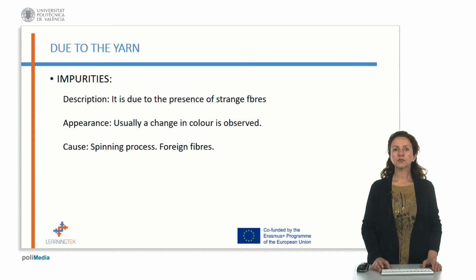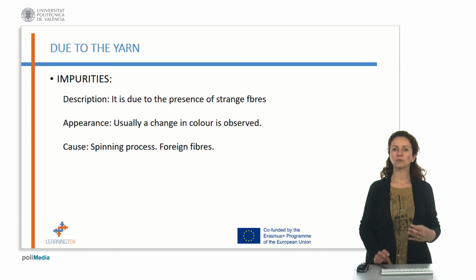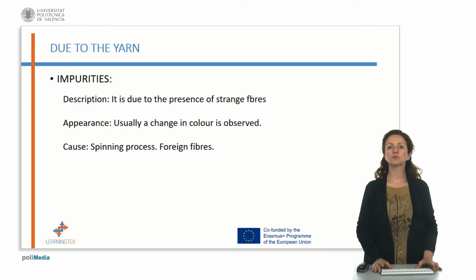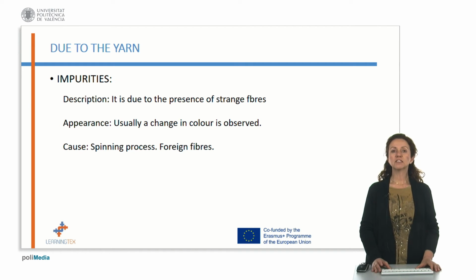So, in the case of impurities, we can describe that this is due to the presence of strange fibers, right? So, we will have an impurity when we have, for example, a cotton yarn, and we can observe that there is not only cotton, and we have the presence of, for example, polyester fibers, right? This would be an impurity. And which is the appearance?